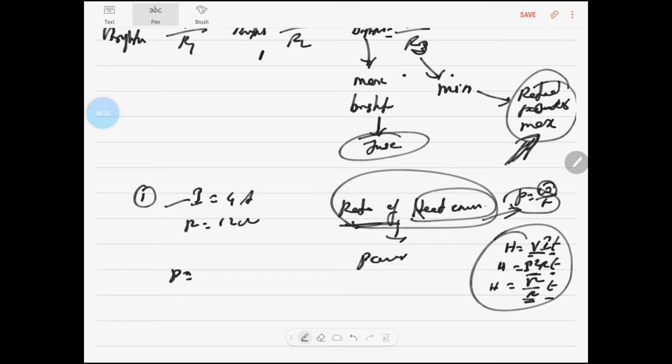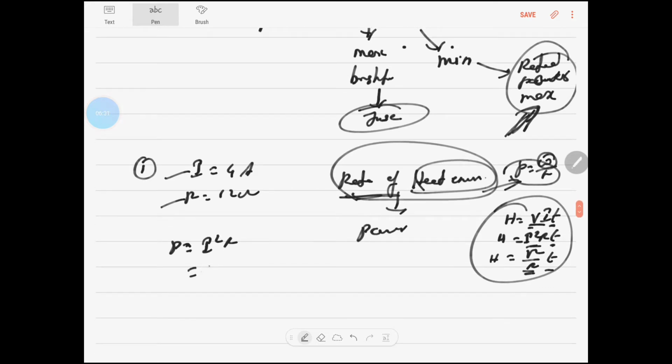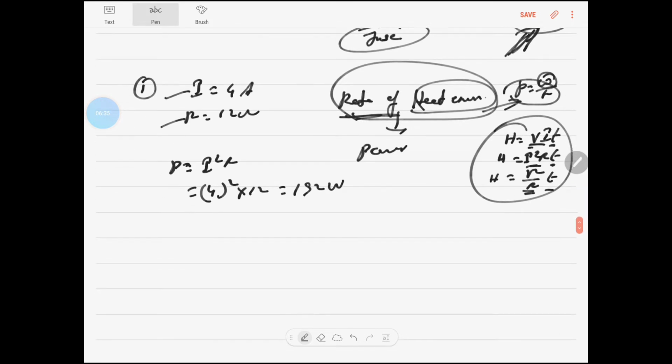And they have given I and R, therefore I'll use the formula I square R, because I have a direct formula. So I get 4 whole square into 12, and get the answer as 192 watts. So that's the first sum.